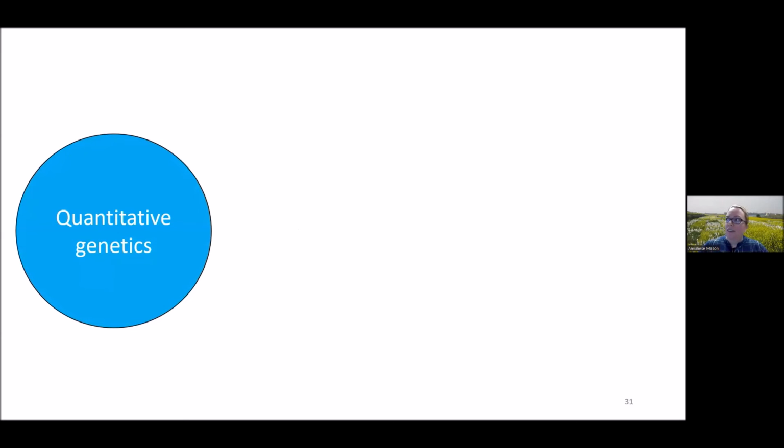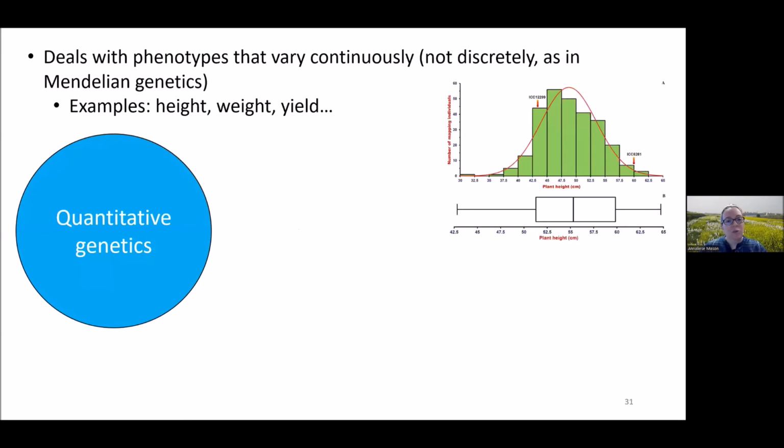Okay, quantitative genetics is a little similar, but instead it deals with phenotypes that vary continuously, not discretely as in Mendelian genetics. Examples are height, weight, and yield. The Mendelian traits, or single gene traits, tend to be things which are resistant, not resistant, black, white, yellow, green. These are highly qualitative traits or phenotypes, so we expect categorical variables. But continuous traits, where we have a distribution in the population, which can only be described by numerical data, include most of our important traits, including yield.